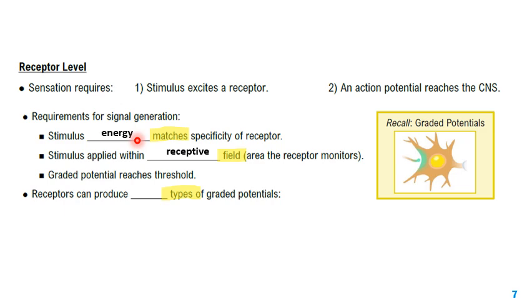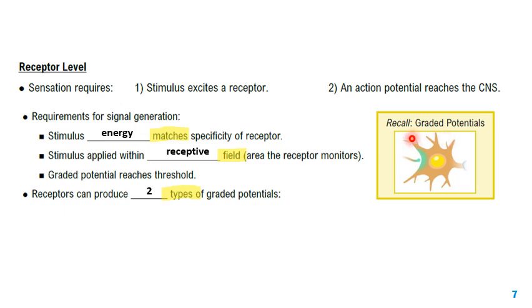But this is the kind of thing: you have to have the proper energy that is going to match the receptor, and then you have to be in this field where you can actually know what you are feeling, right? If you don't have a receptor there, you're not going to feel something over there, right? And then you also are going to determine what type of stimulus you're going to get out of this input.